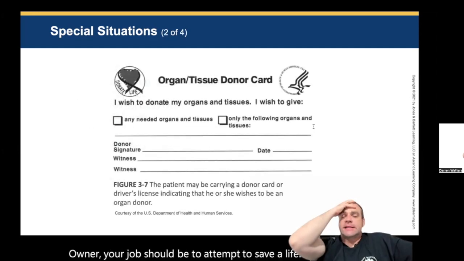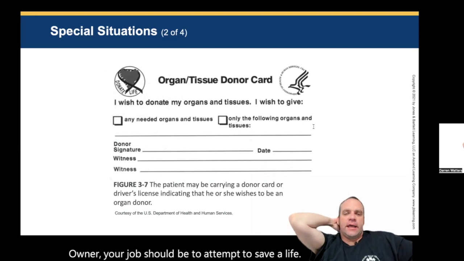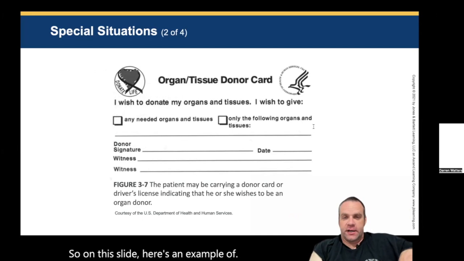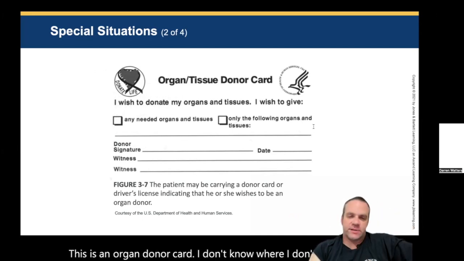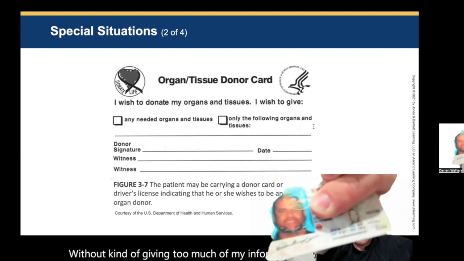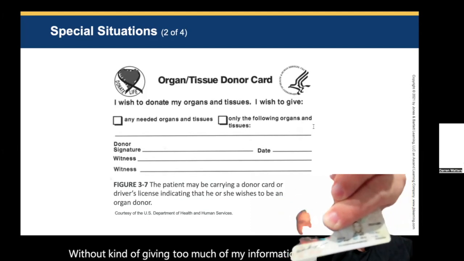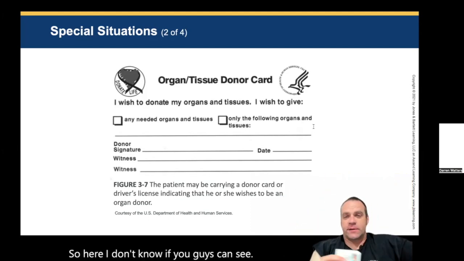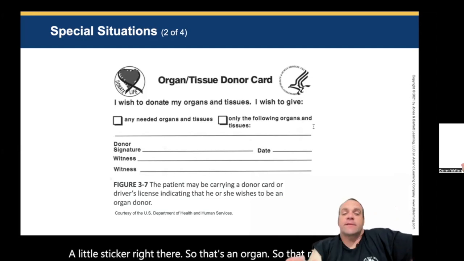So on this slide, here's an example of an organ donor card. I don't have my wallet with me. Actually, I do. Let me pull it out, without giving too much of my information away. So here, I don't know if you guys can see a little sticker right there. That right there is an example of a driver's license marked with organ donation, right?